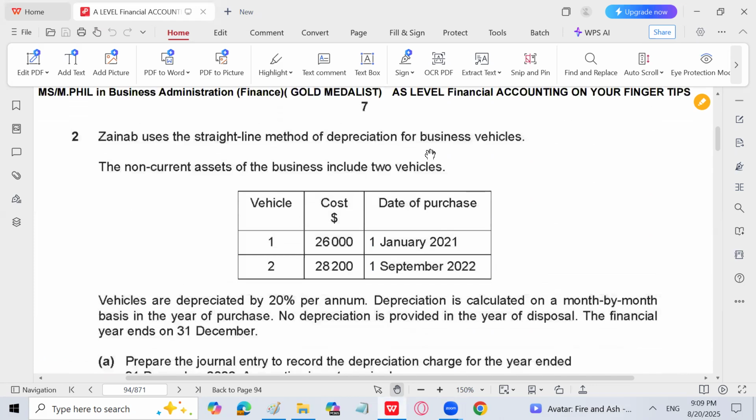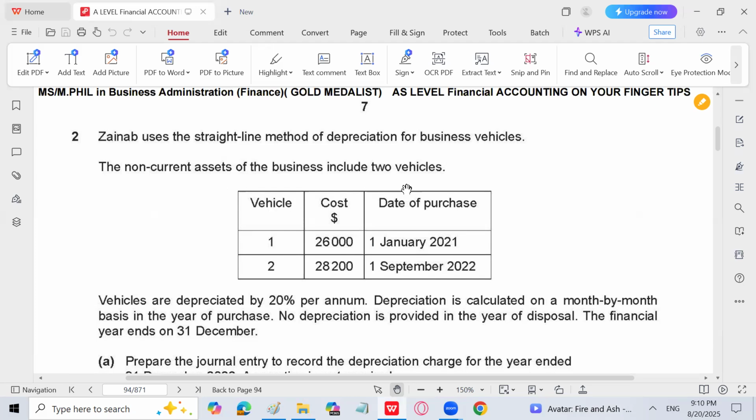So Zainab uses the straight line method of depreciation for business vehicles. Always remember, whenever a question states that you should use the straight line method, it means the question is a bit easier, not difficult. Because straight line method is always easier than reducing balance method. But if straight line method comes with an annual basis, it becomes even easier. Here the straight line method has come on a monthly basis, which is also very simple. It's not a big deal to solve the question on a monthly basis.